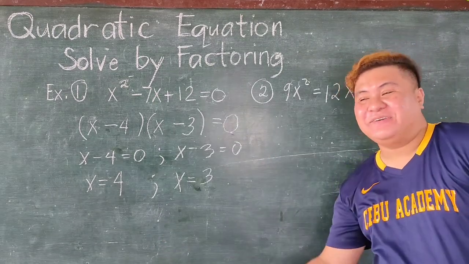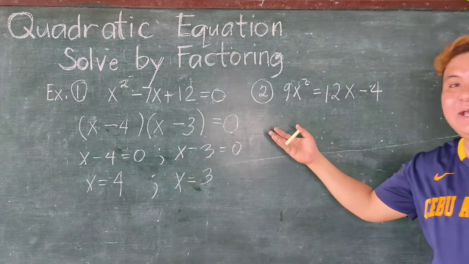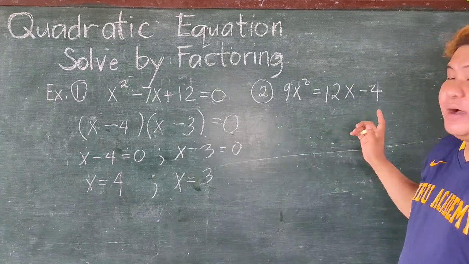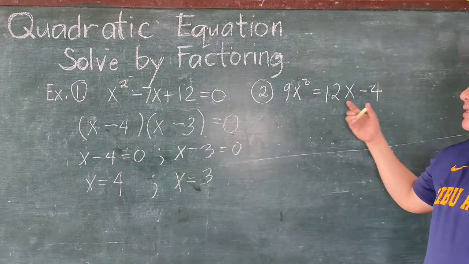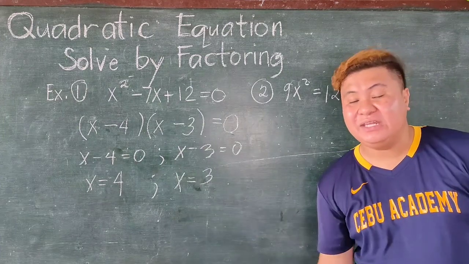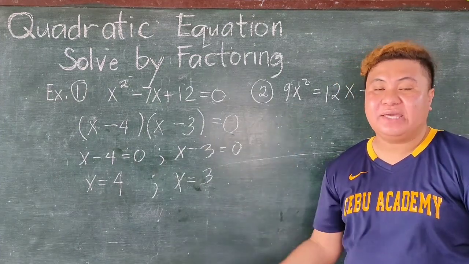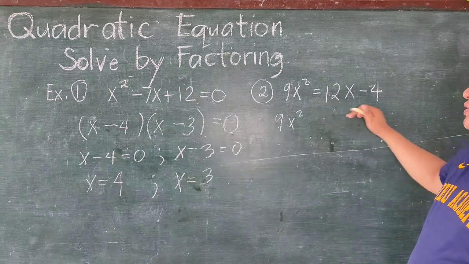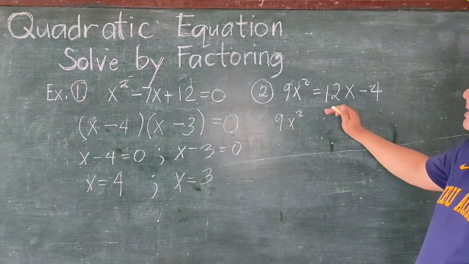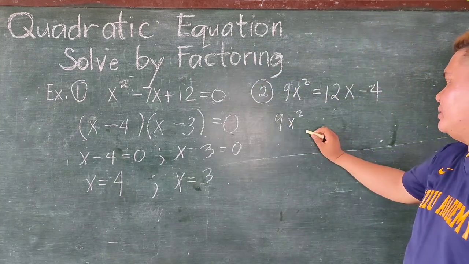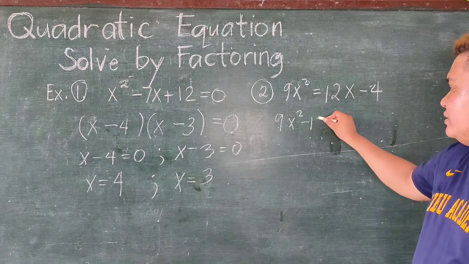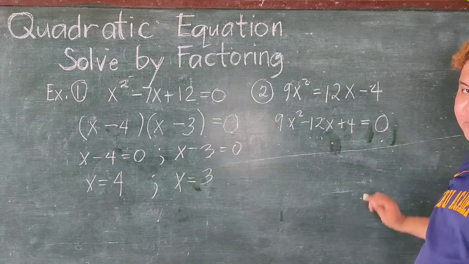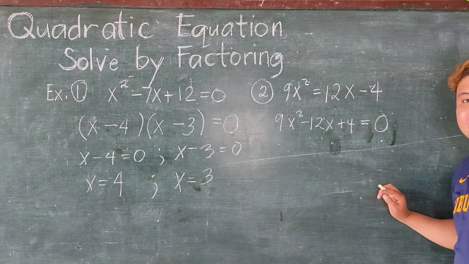And now, let's have example number 2, which the given is 9x squared equals 12x minus 4. So again, the form of the quadratic equation is not like this. So for us to be able to solve, we need to transform it first to the quadratic equation. So let's have 9x squared. What we will do, transpose this equation to the other side, so the 12x will become negative 12x, and the negative 4 will become positive 4 equals 0. That's it.